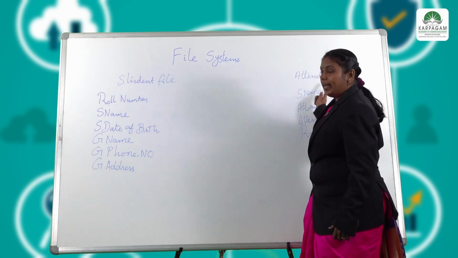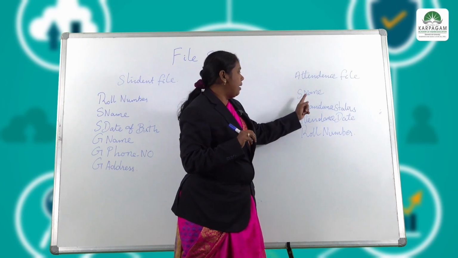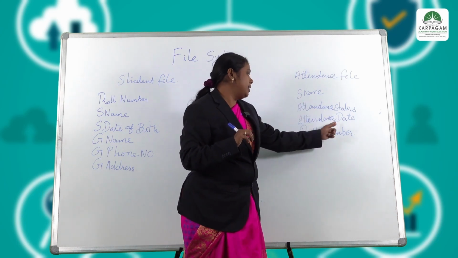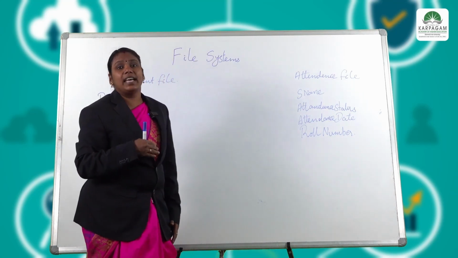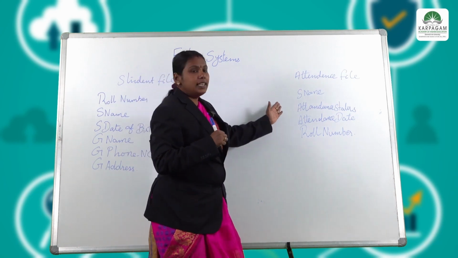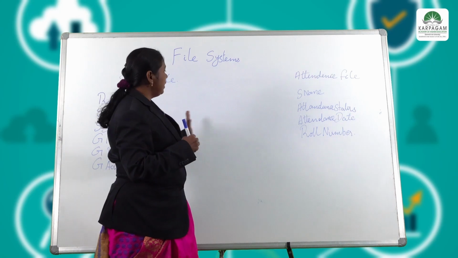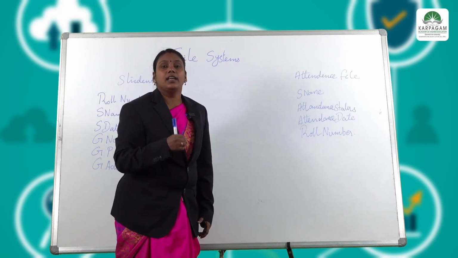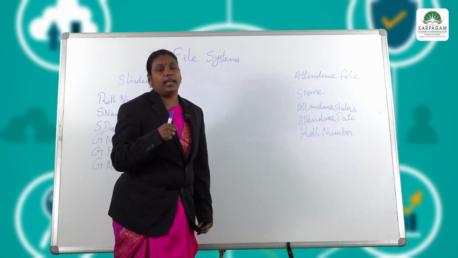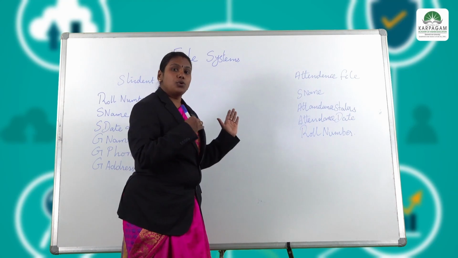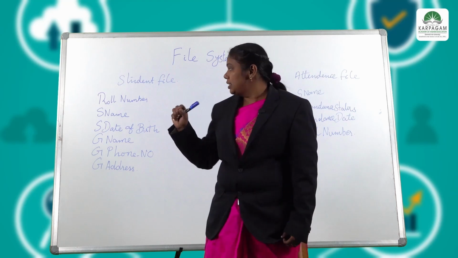Afterwards, the attendance file. The attendance file also uses student name, attendance status, attendance date and roll number. The student file is maintained by the office staff, and the attendance file is maintained by the class teacher. So there are different kinds of fields available. In a class there are 52 or 60 students. These student details are stored in a column way, just like that we are entering the student name details.